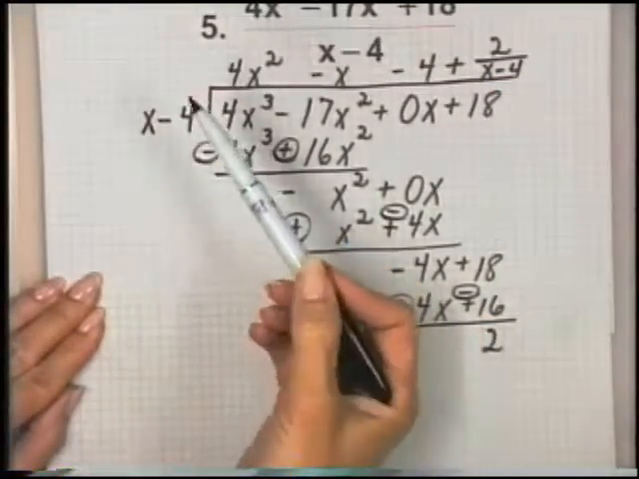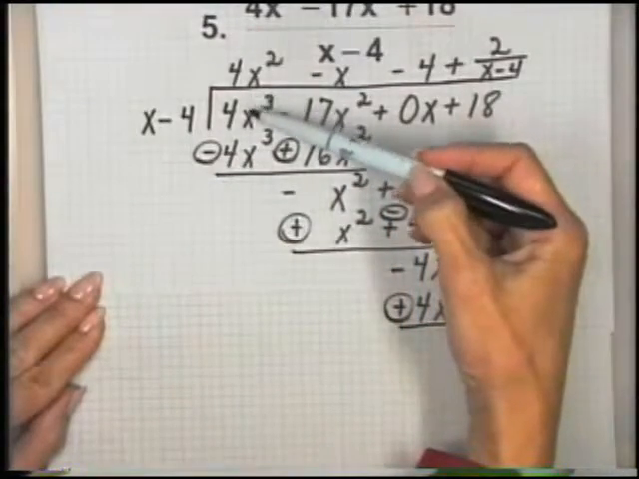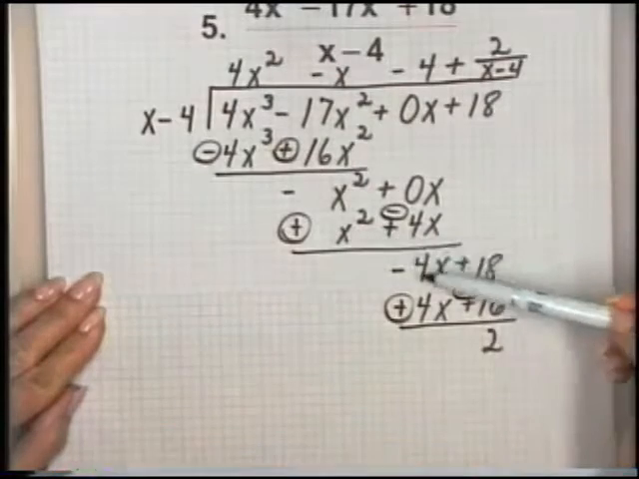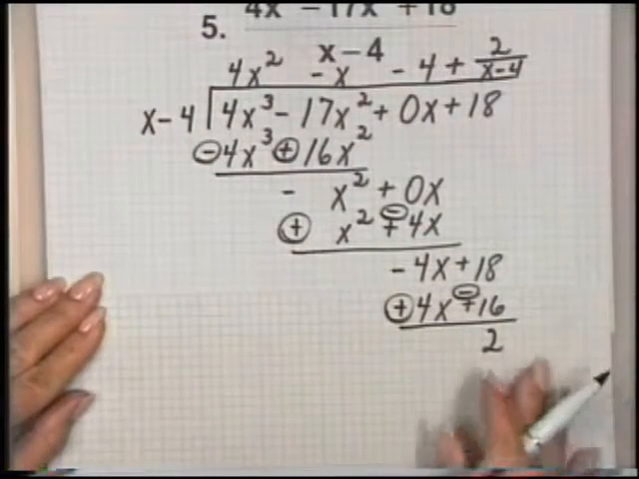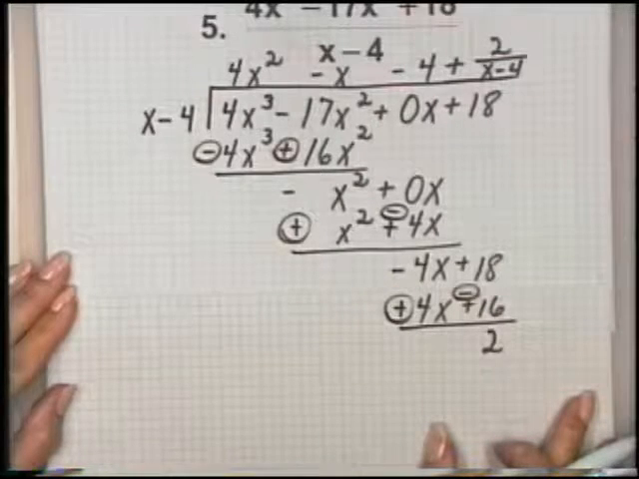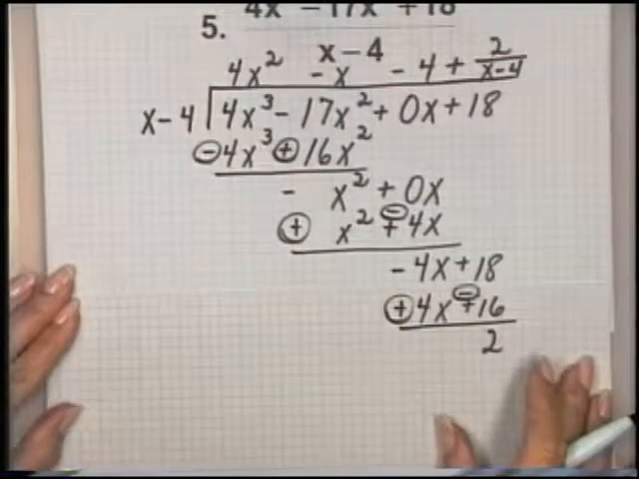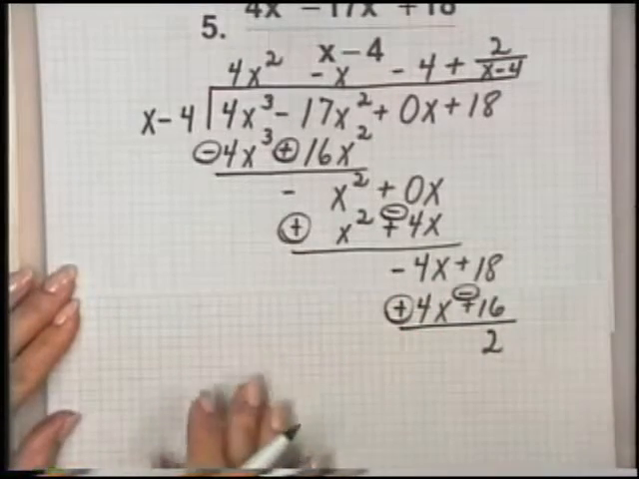I'm sure you've noticed by now that every time we divide and then multiply, when we get ready to subtract, our first terms always subtract to 0. If we divide correctly and multiply correctly, when we subtract, those first terms should always combine to 0.